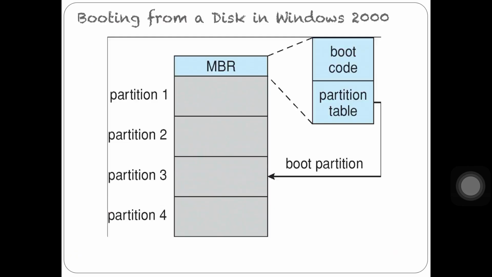We'll see here the booting process from the disk in Windows 2000. As you can see in the figure, the Windows system places its boot code in the first sector of the hard disk, which is called the MBR, the master boot record. Booting begins by running code in the ROM, which directs to the MBR. The MBR contains a table listing the partitions of the hard disk, which contains the starting address of each partition for booting.